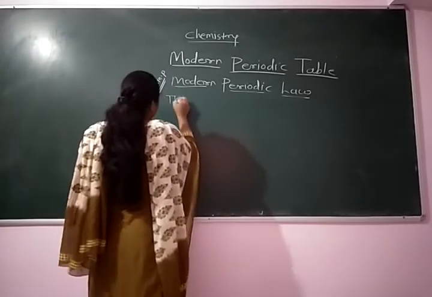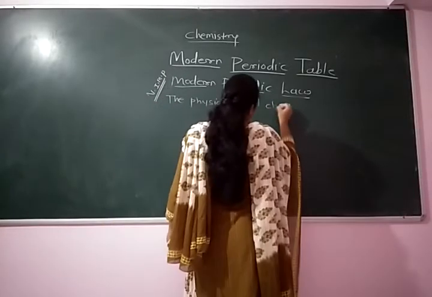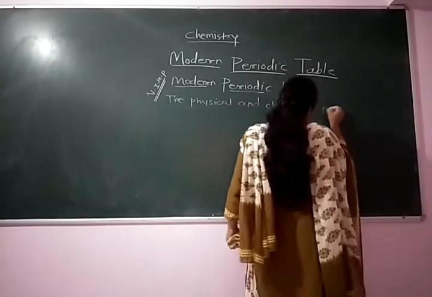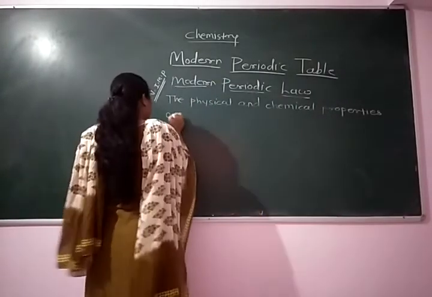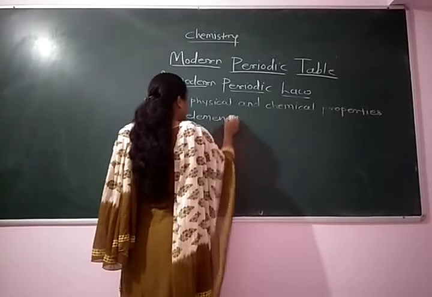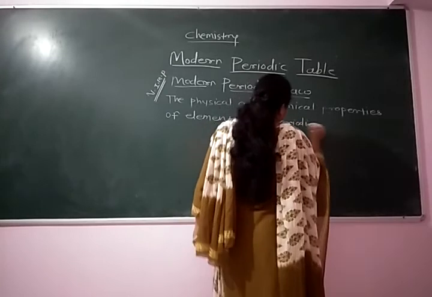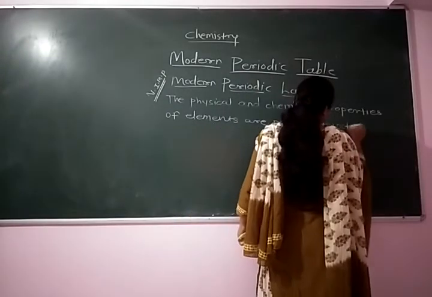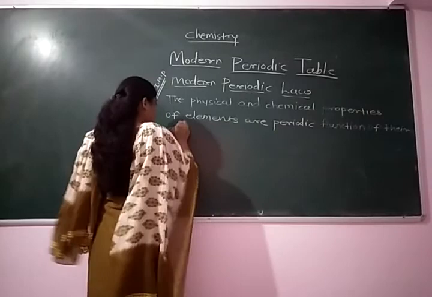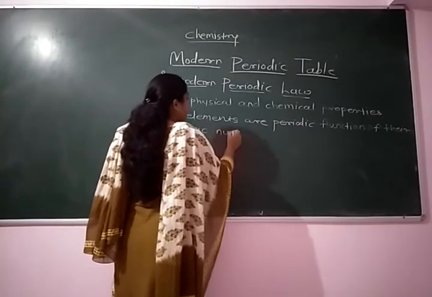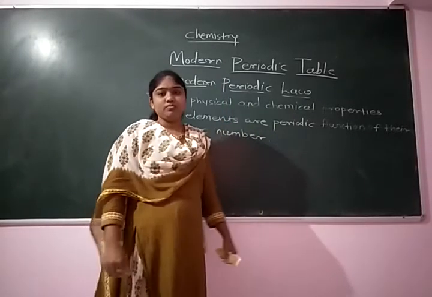The physical and chemical properties of elements are periodic function of their atomic number. Okay, this is the modern periodic law.